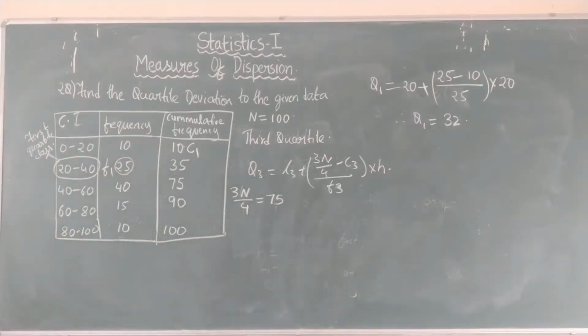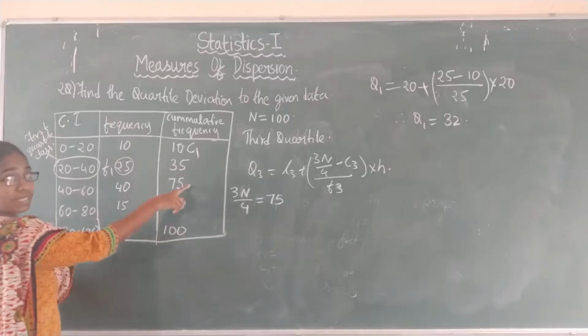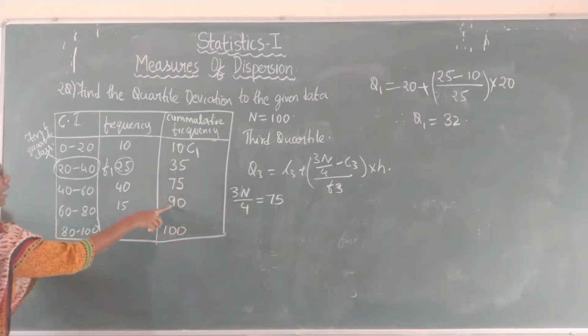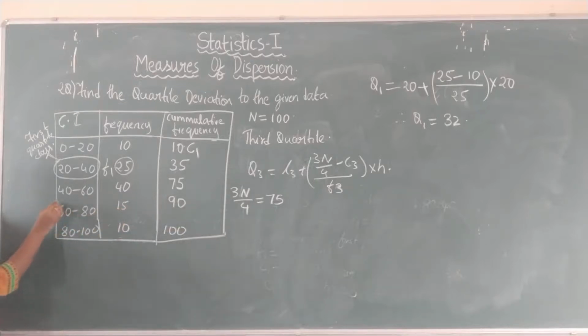So just greater than 75, what is the cumulative frequency? 90. Just after 75, what is the cumulative frequency? 90. So corresponding to 90, what is the class we have? 60 to 80. So this 60 to 80 is the third quartile class. That is Q3 class.